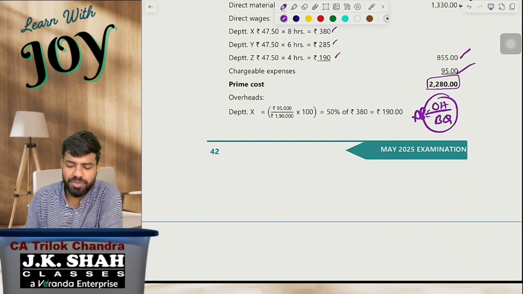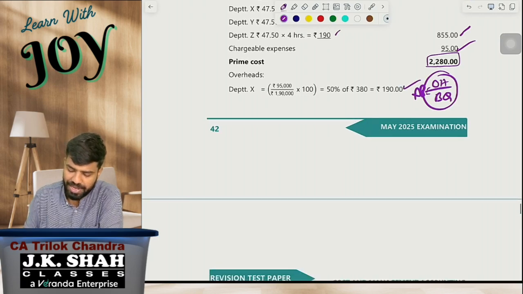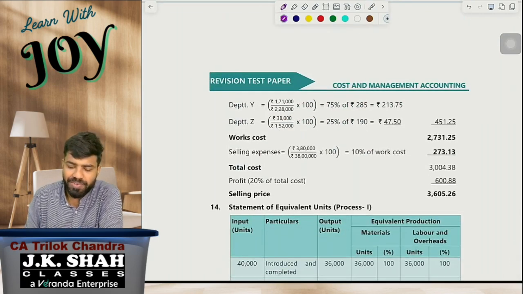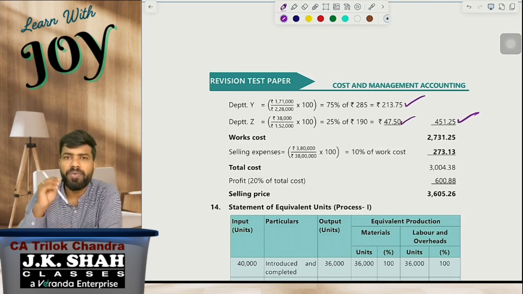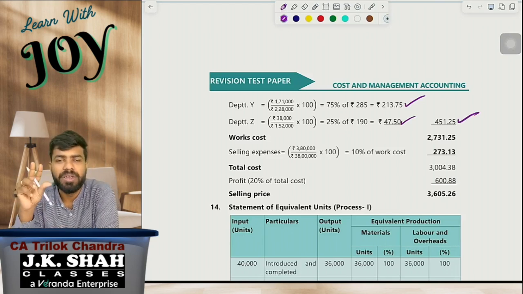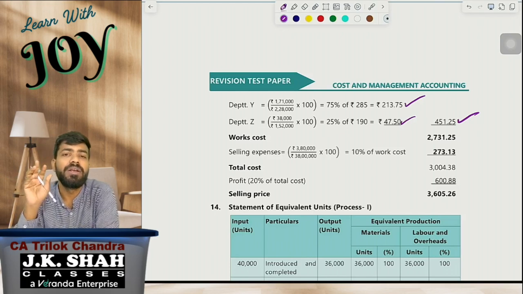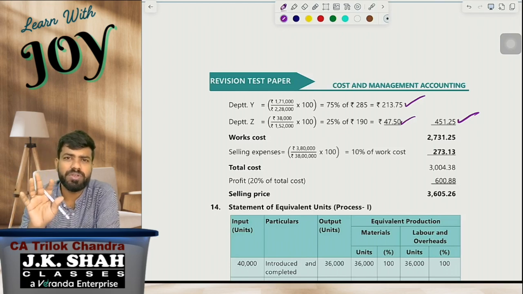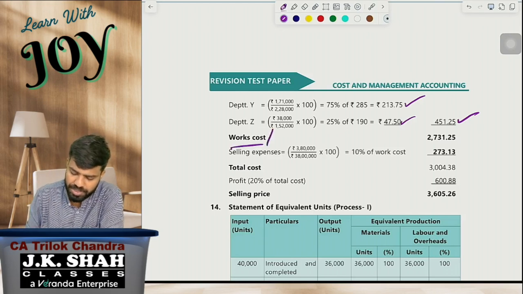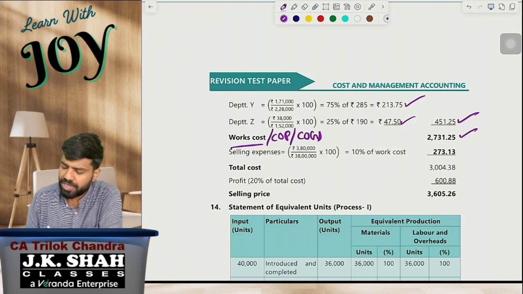Overhead is 95,000. Base quantity is 1,90,000. That is 50%. 50% of 380 is 190. Like that, they calculated department Y: 1,71,000 overheads divided by 2,28,000 into 100 is 75%. 75% of 285 is 213.75. Department Z is 47.50. If you make a total, it is 451.25. This is the overheads. If you add prime cost and overheads, you get the works cost, which we'll call works cost or cost of production, also called cost of goods sold: 2,731.25.